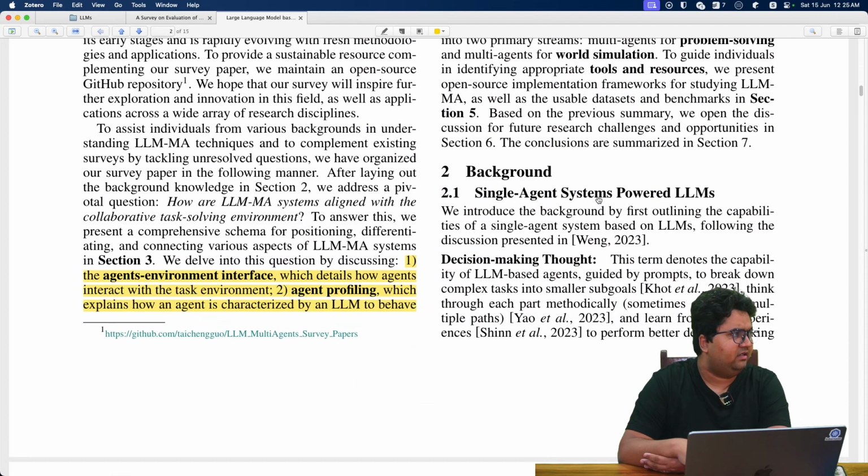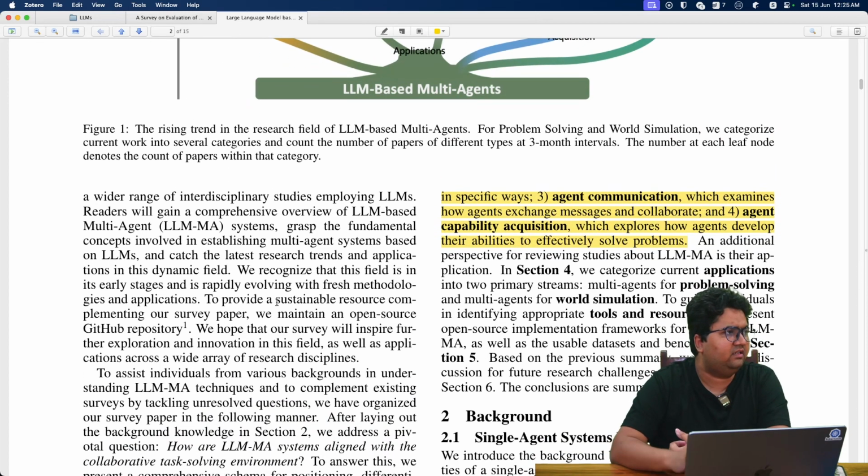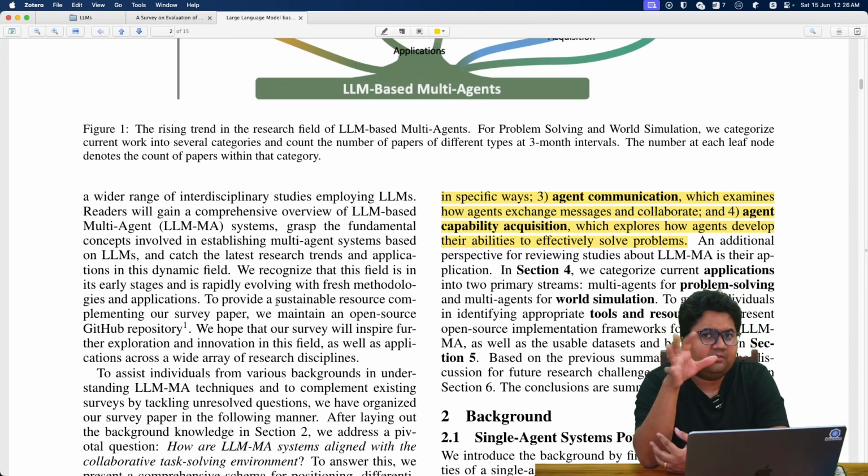All right. Now, what I want to do is look at how LLM agents are aligned with the collaborative task solving environment. There's a bunch of things to understand when we talk of agent and environment interface. The first is the interface itself. The second is the agent characterization or the profile of the agent, which is what I was trying to explain before, how an agent is characterized to behave in a certain scenario. The third point is the communication. And finally, the capability of acquisitions, which is how the agents inherently develop better ability.